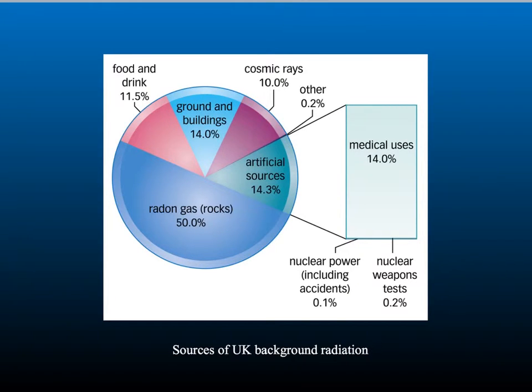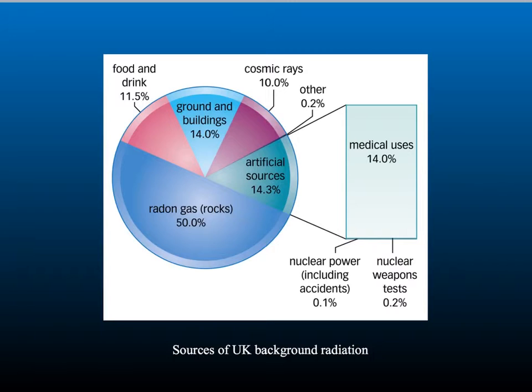The radiation around us every day is called background radiation. It comes from a variety of sources, such as hospitals, nuclear weapons testing, or from nuclear power, including the radiation released in accidents. However, most of it occurs naturally due to the breakdown of radioactive atoms within rocks. Less than 15% comes from man-made activities.